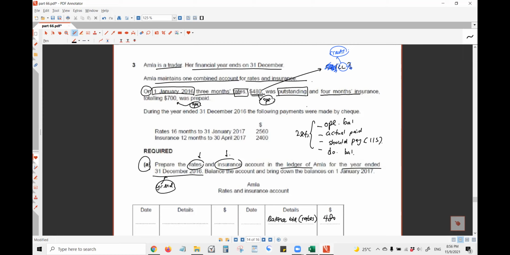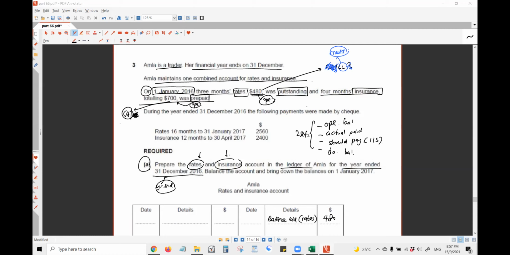And 4 months insurance totaling 700 was prepaid. Prepaid means you paid in advance. An expense that you have prepaid, you overpaid for the expense. Is this CA or CL? The 700. Tell me in the chat box. Good, Howard. The other way around, right? Good, Kaden. Now CA.